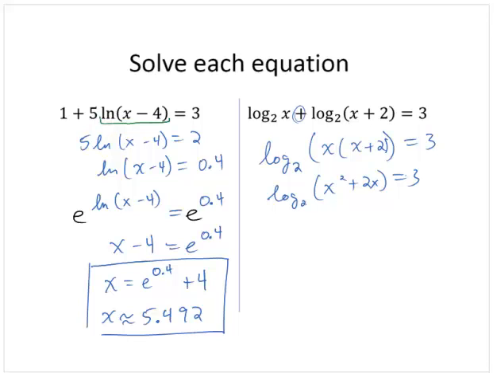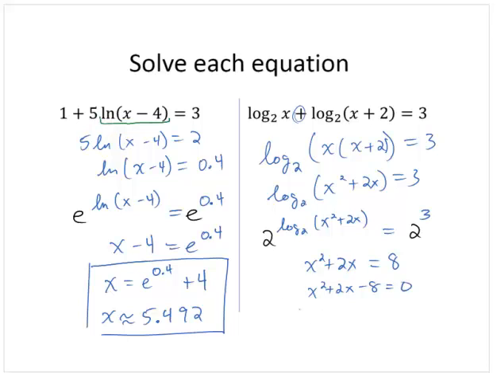Now, I can exponentiate both sides of the equation using the base 2. So I'd have 2 to the log base 2 of x squared plus 2x equals 2 to the third. Using the inverse properties of 2 and the log base 2, this gives me x squared plus 2x on the left-hand side, and 2 to the third is 8. So now that's a polynomial equation. And x squared plus 2x minus 8 equals 0.